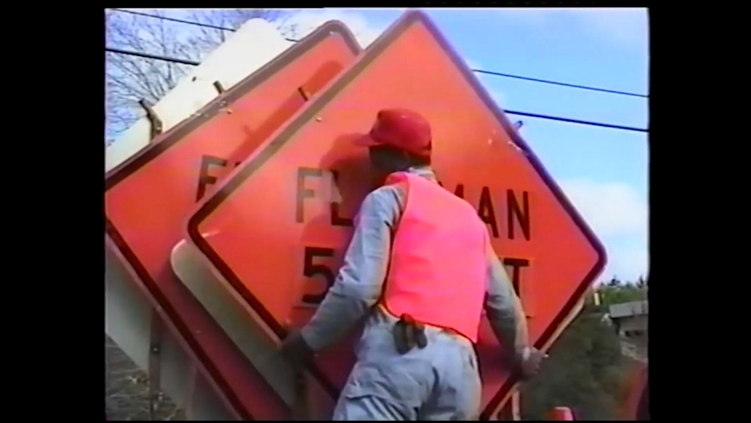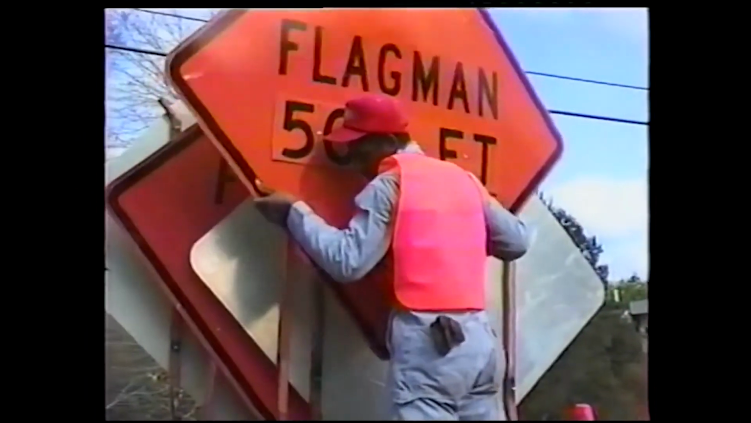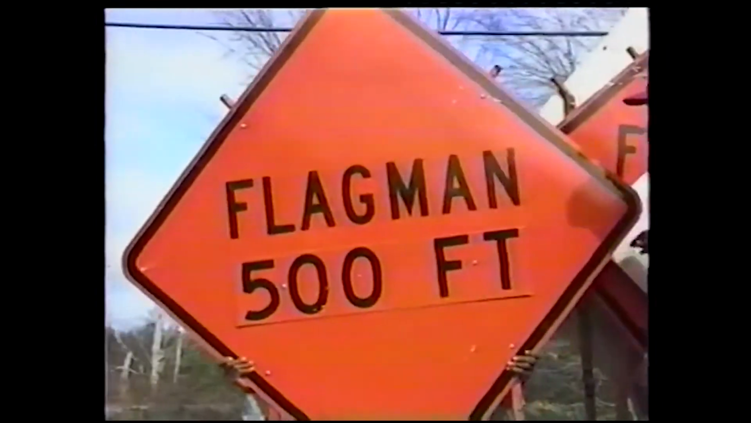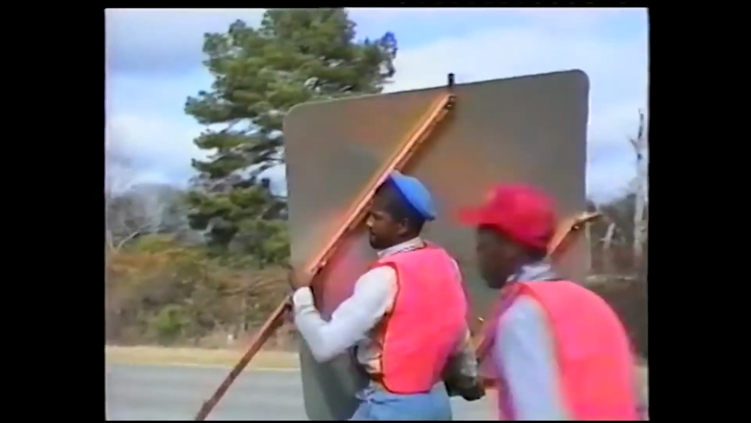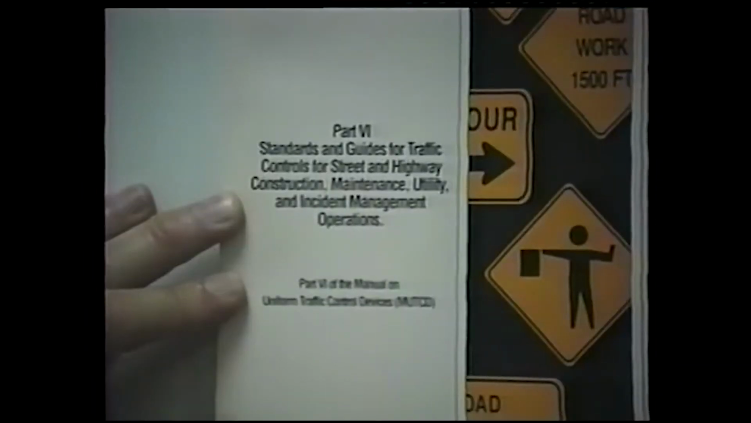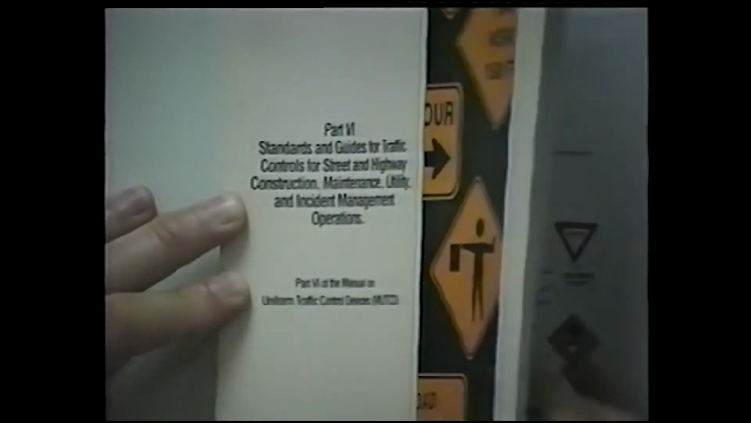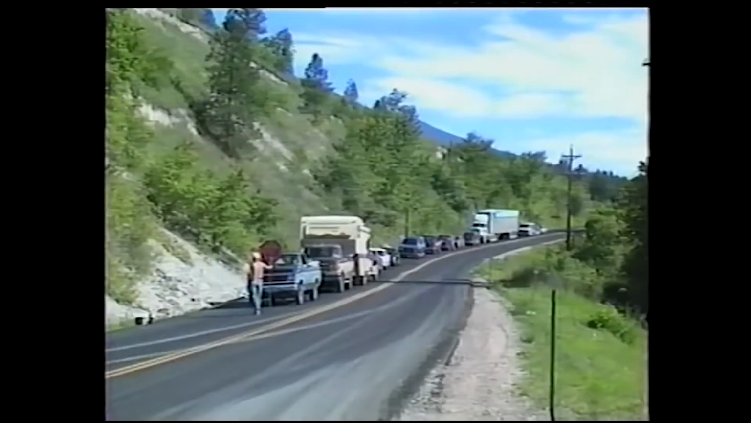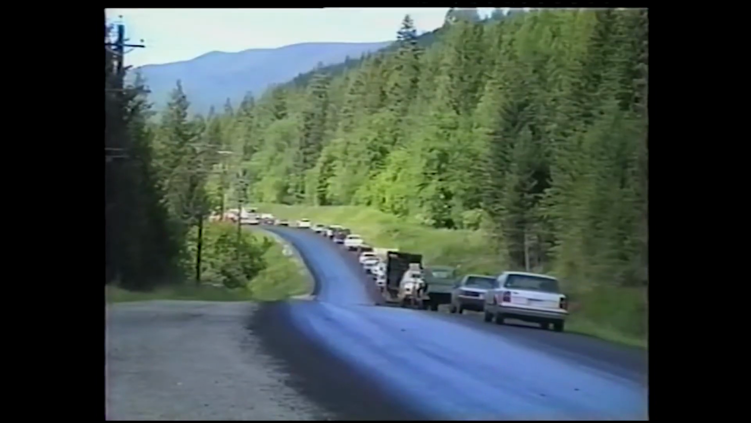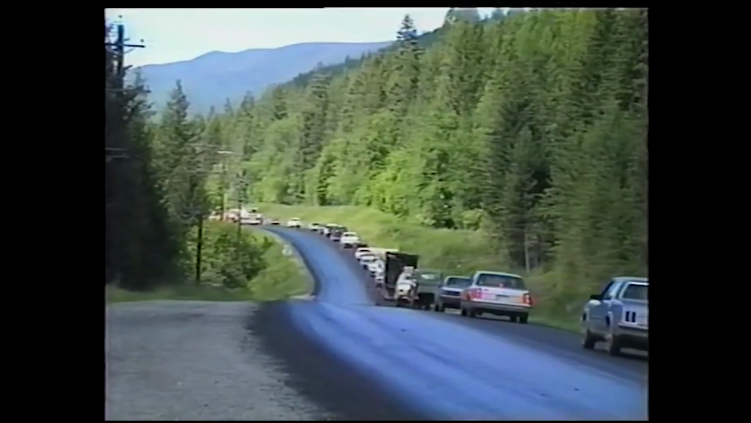Now, although the exact signs and devices and their locations will change from project to project, there are a number of principles that apply to all traffic control zones. First, the traffic control setup should comply with the Manual on Uniform Traffic Control Devices. Second, when traffic has to be alternated through the work area, make sure the flaggers work together to avoid holding traffic too long.